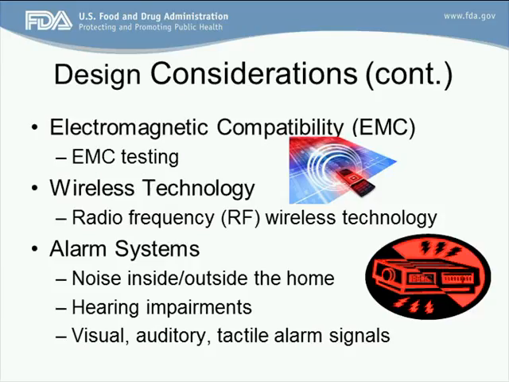We do suggest you try to have two different types of alarm systems on your devices that are going into the home. It could be a combination of visual and auditory, auditory and tactile, tactile and visual, but something so that if a person is not in the room and they're taking care of somebody else, let's say they're out in the garden, they're out in the kitchen, they can find out that that alarm is going off and that it's not just showing a red light in the room by the patient.